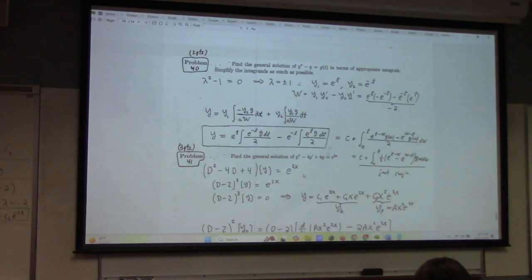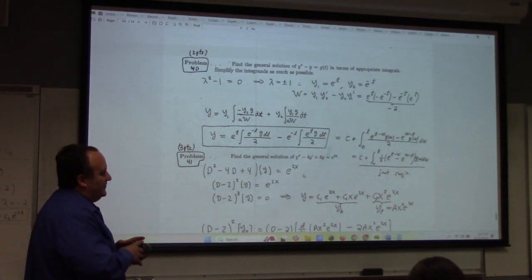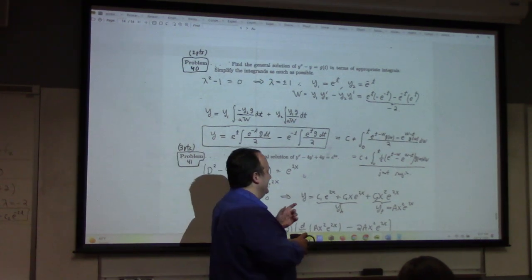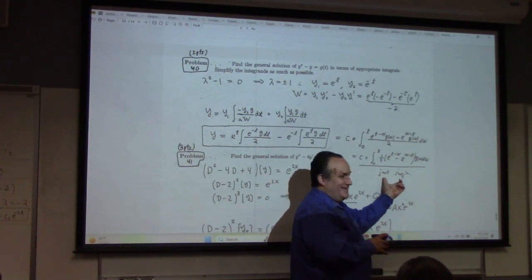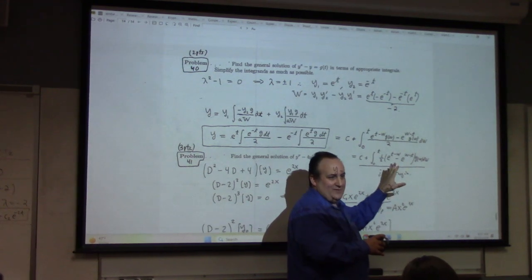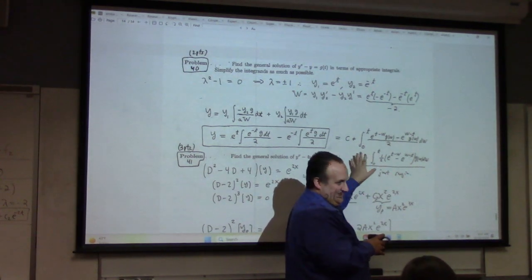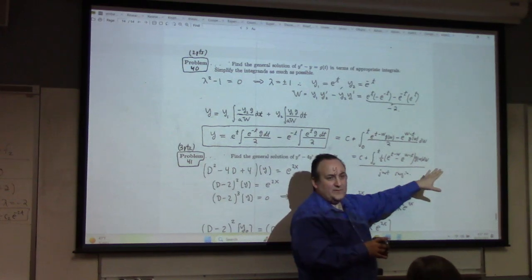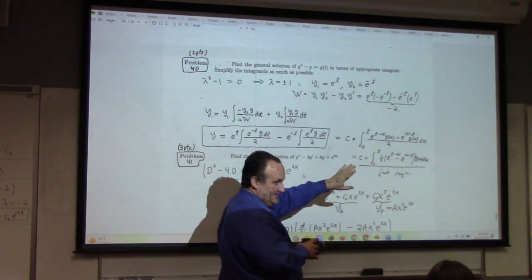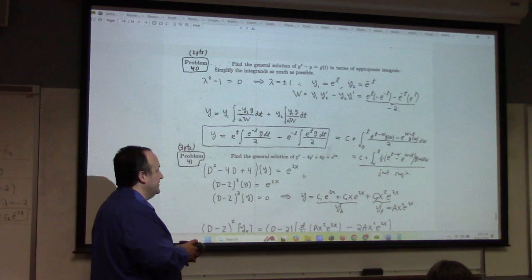If I ask for an integral solution, that means you can write the answer in terms of integrals. If you're trying to understand what I'm getting at here, relax. We haven't covered it yet. This is a comment from the future. All right, this is a future comment right there.